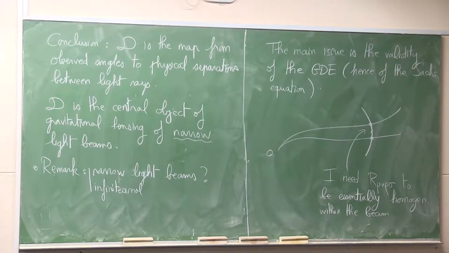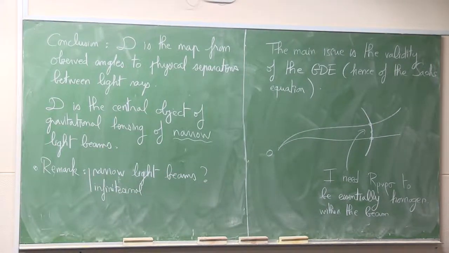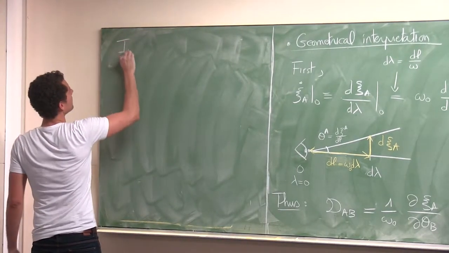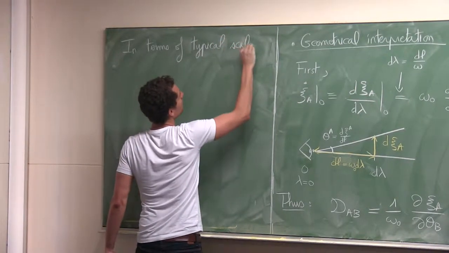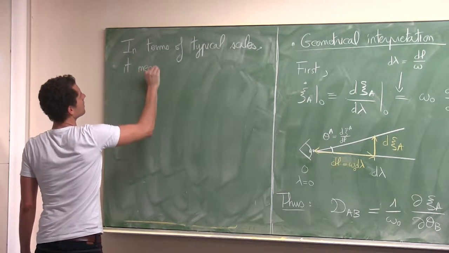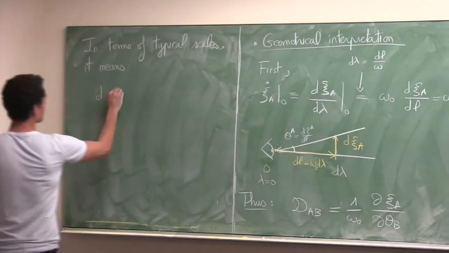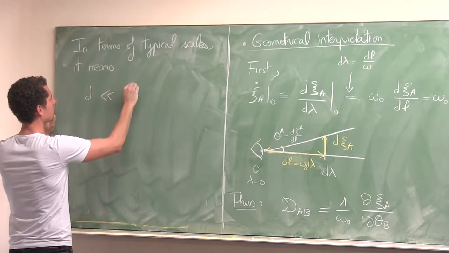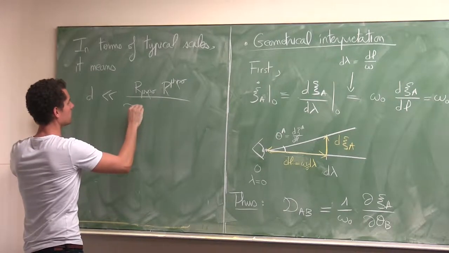But when you think a bit about it, there is no way this thing is true in any situation. Because if we consider just typical length scales, that means that the diameter of the light beam locally must be much smaller than the typical distance over which the curvature evolves, which I can evaluate, for example, like R mu nu rho sigma divided by some derivative of it.